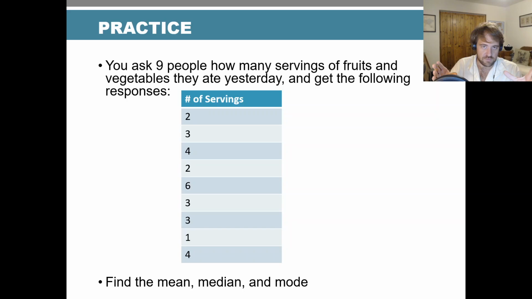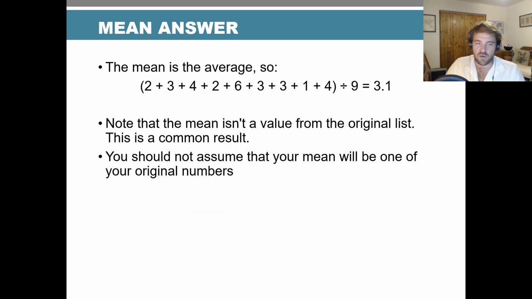Let's do the mean first. So the mean is the average. What we're going to do is we're just going to add together all of those numbers. 2, 3, 4, 2, 6, 3, 3, 1, 4, which is, I didn't put it down. Why did I not put it down? And then divide it by 9, which is 3.1. Sorry, I didn't write out all the steps for you. But if you divide it by 9, which is the number of actual values that you have, it's 3.1.